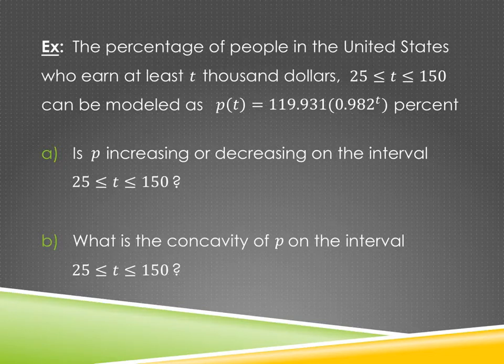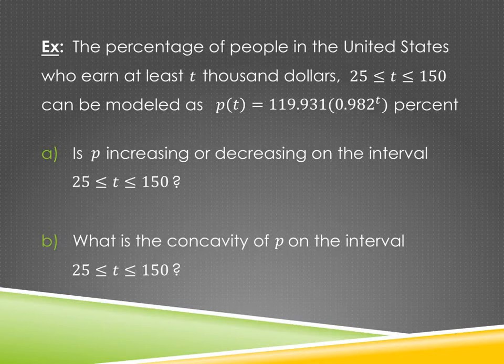So this one talks about the percentage of people in the United States who earn at least $T,000. So T is between 25 and 150. So what would T equal to 25 mean? $25,000. Okay, so this would be somebody making $25,000. What would 150 mean? $150,000, okay? So T is representing in thousands what's going on.